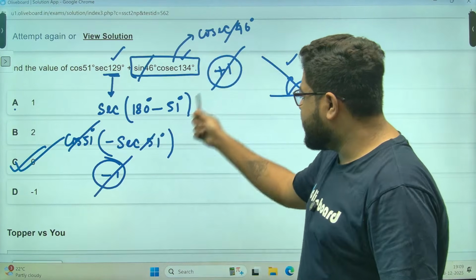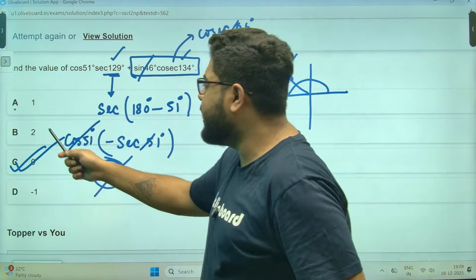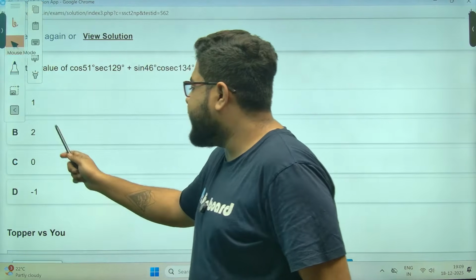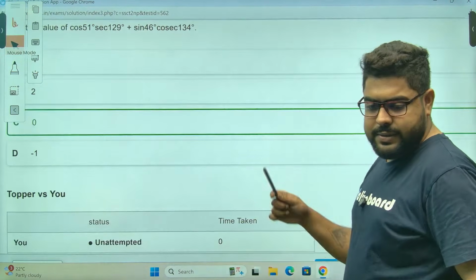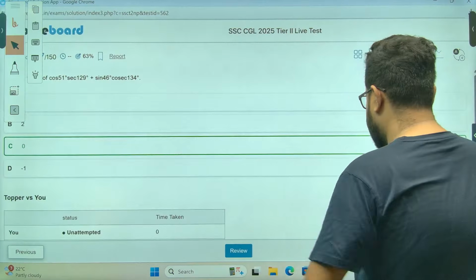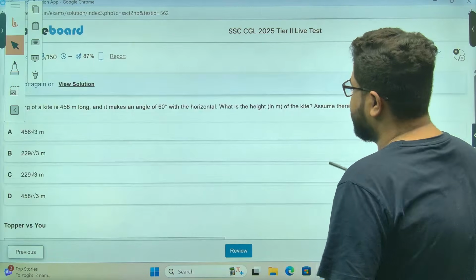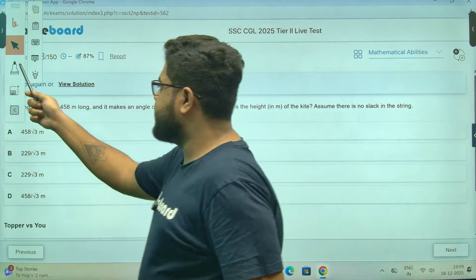Now, if you can do these couple of steps in your mind, you will say, I don't need pen and paper for this question. Done. Done, sir. Topper ne 60 seconds le liya. It should not have taken 60 seconds.